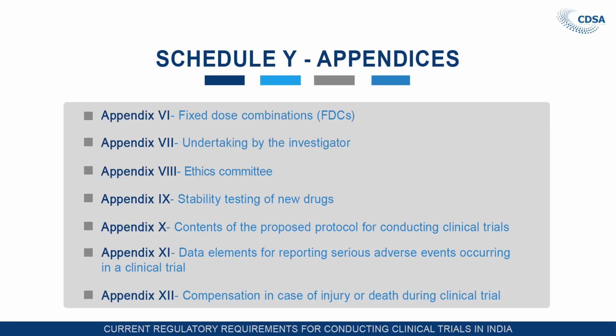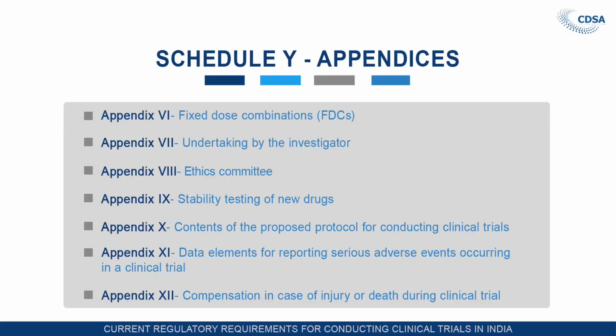Appendix 10 is the content of the proposed protocol for conducting clinical trial. In Appendix 2, we have seen the structure and content for reporting the trial. Means once the study has been completed, they have to report according to Appendix 2 in that format. This is Appendix 10, it is for the proposed protocol.